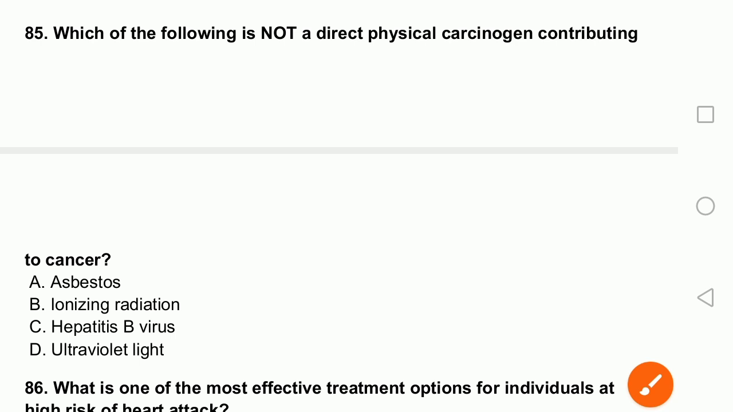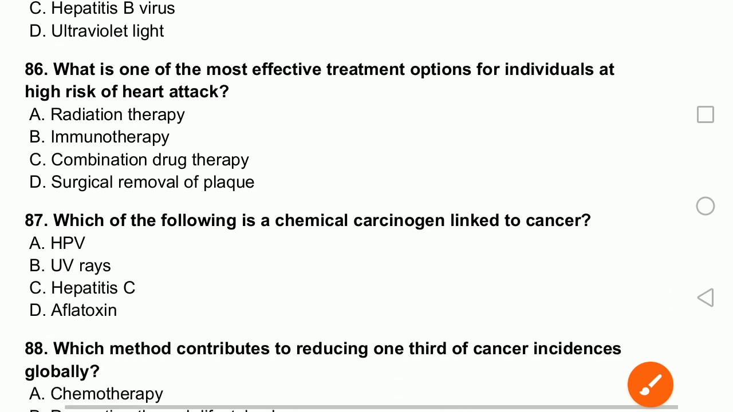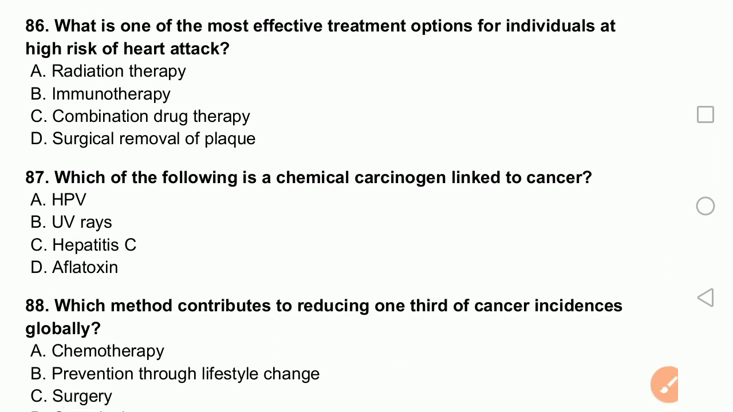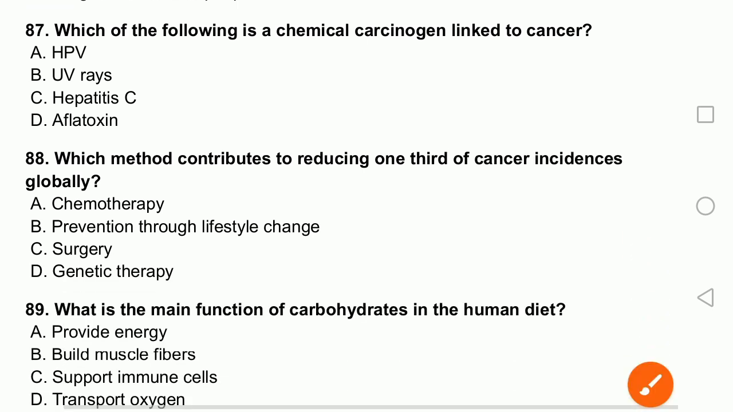Which of the following is not a direct physical carcinogen contributing to cancer? Hepatitis B virus. What is the most effective treatment option for individuals at high risk of heart attack? Combination of drug therapy. Which of the following is a chemical carcinogen linked to cancer?